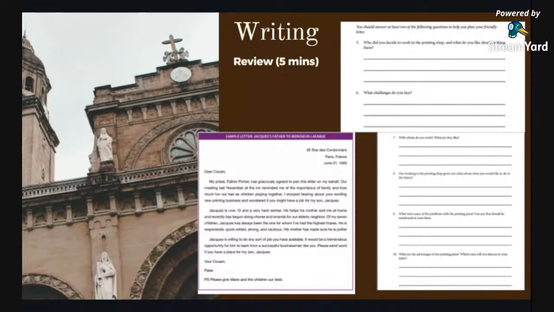So for the writing, they're basically reviewing what a friendly letter is. The students are going to be put into pairs, and the teacher is going to refer to the sample letter, just reminding students that they also have access to this on activity page 2.6. Students are going to discuss questions 5 through 10 on activity page 3.3 with their partner. They chose 2 of those questions to answer during lesson 3. They're going to share their answers to those 2 questions with their partner.